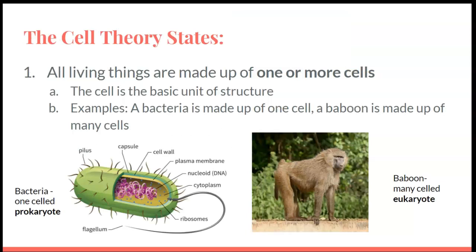Now, going into the cell theory, there are three parts. The first part of the cell theory states that all living things are made up of one or more cells. Pretty straightforward, right? We've talked about this. This is one of our characteristics of life. All living things are made up of one or more cells. So it's the basic unit of structure. We've got single-celled organisms. We've got multi-celled organisms.